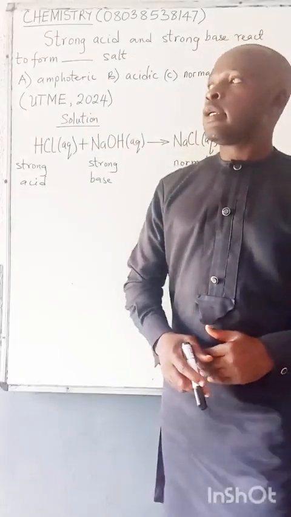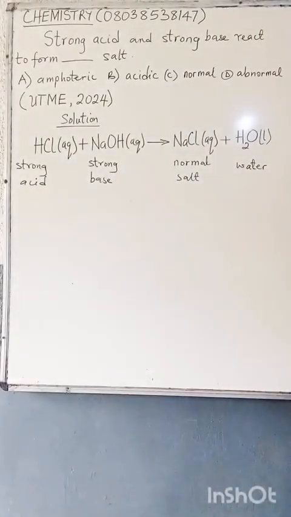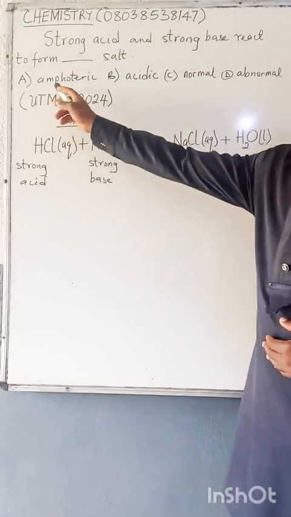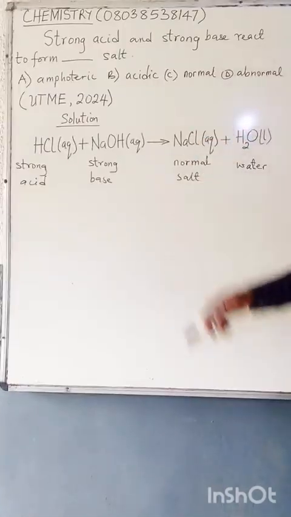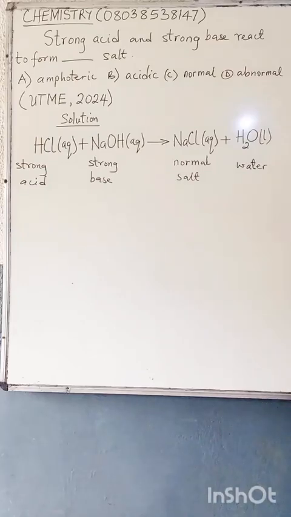Today on the board, there is a 2024 UTME problem to be solved. The problem goes this way. Strong acid and strong base react to form dash salt. And some options are given. Option A, amphoteric. Option B, acidic. C, normal. And then D, abnormal. The solution is presented on the board.